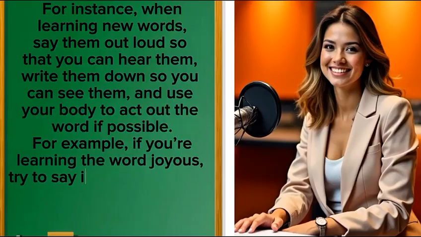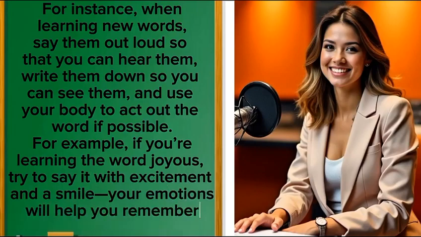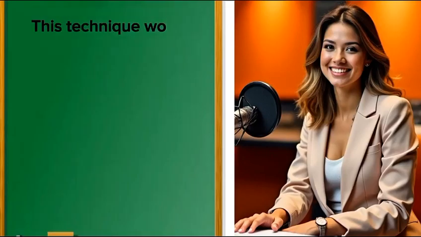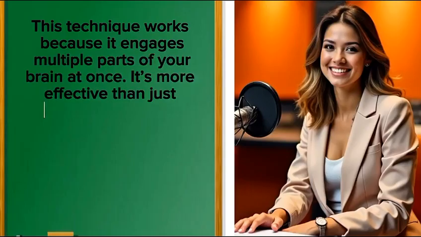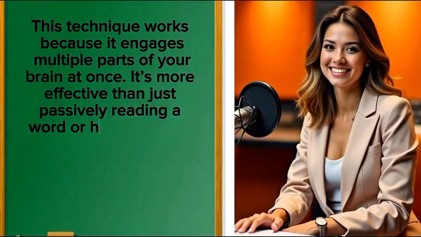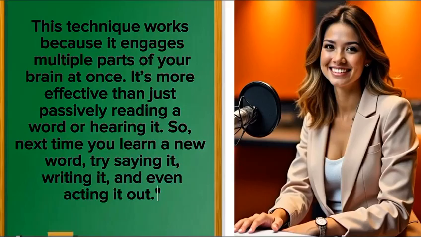For example, if you're learning the word joyous, try to say it with excitement and a smile. Your emotions will help you remember it better. This technique works because it engages multiple parts of your brain at once. It's more effective than just passively reading a word or hearing it. So, next time you learn a new word, try saying it, writing it, and even acting it out.